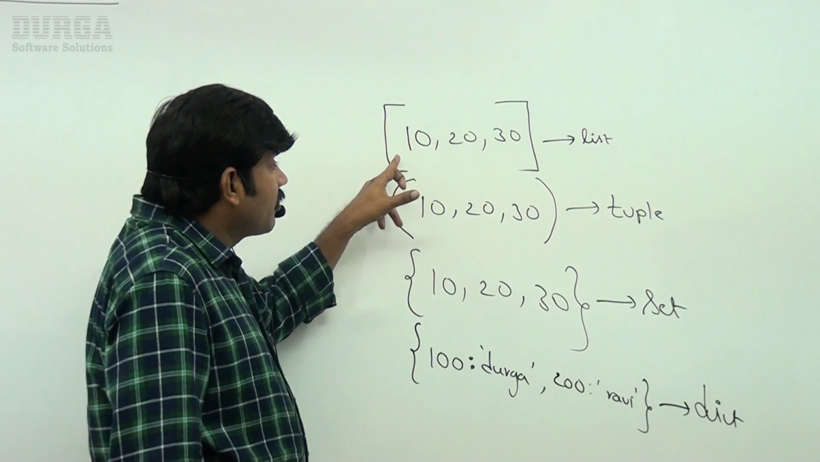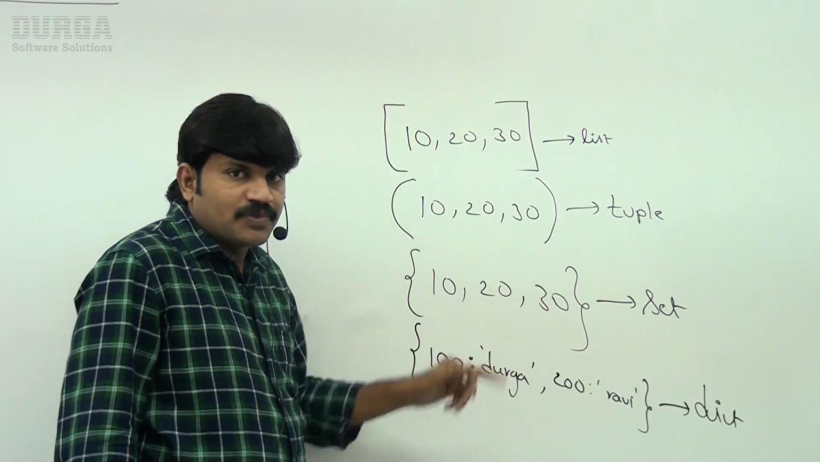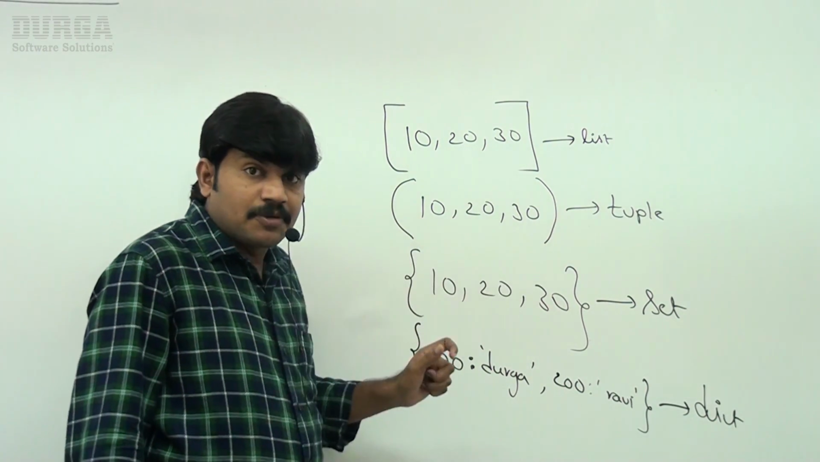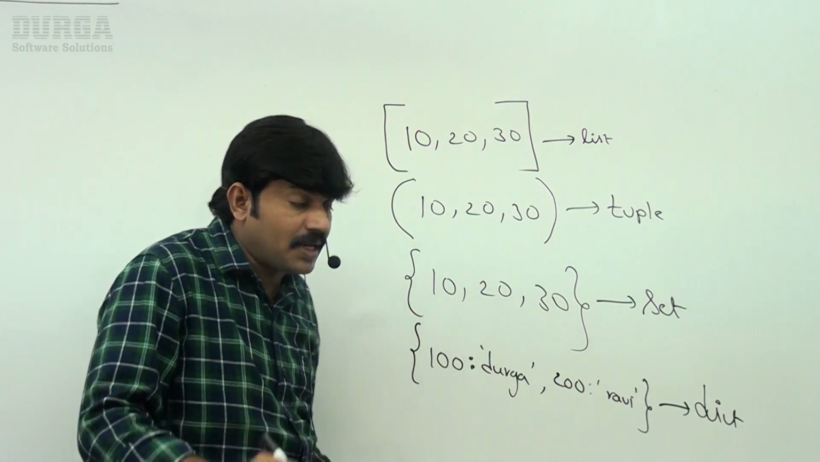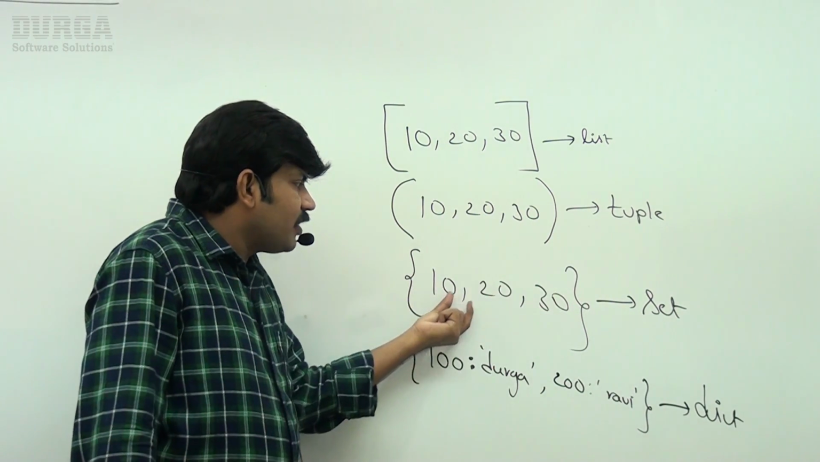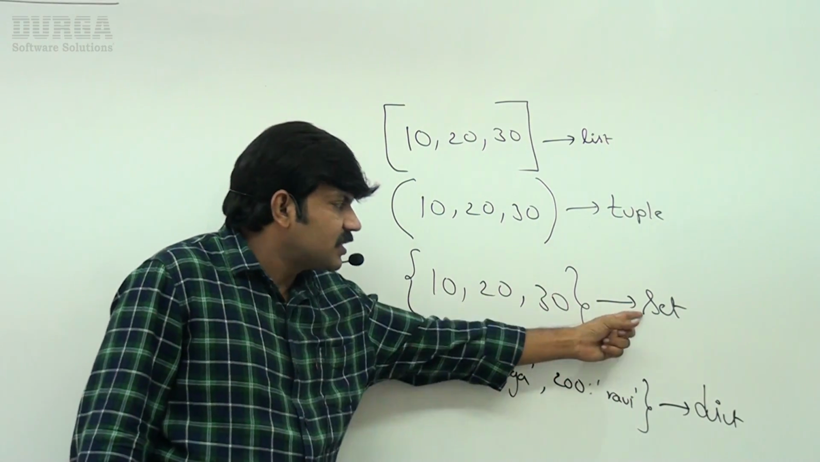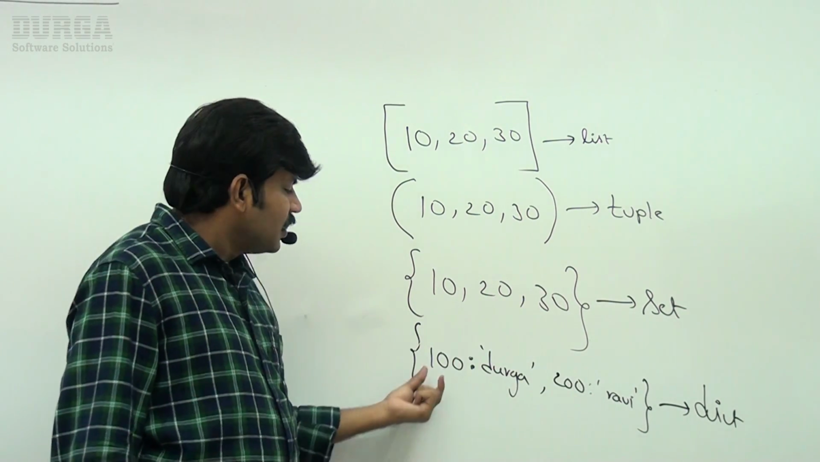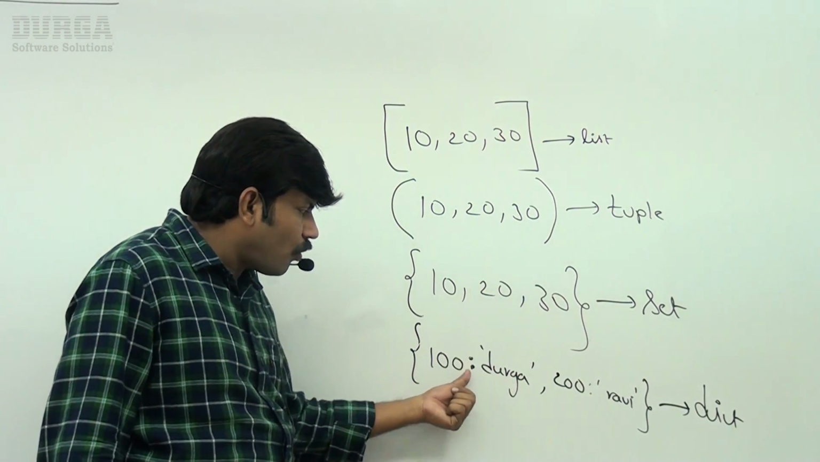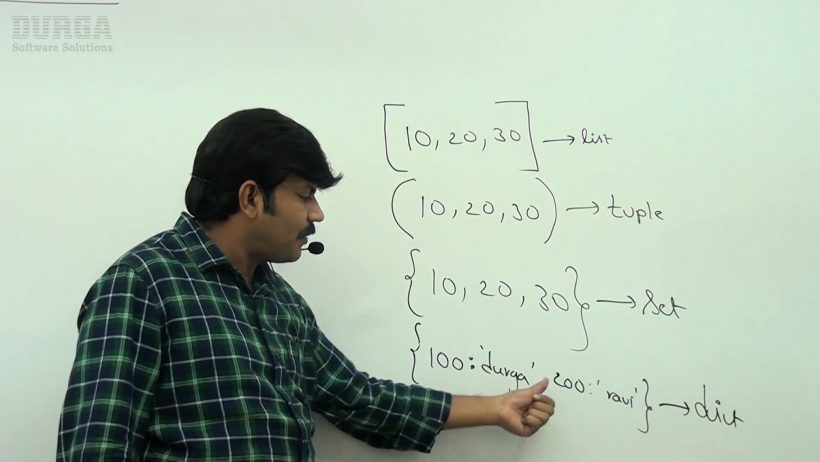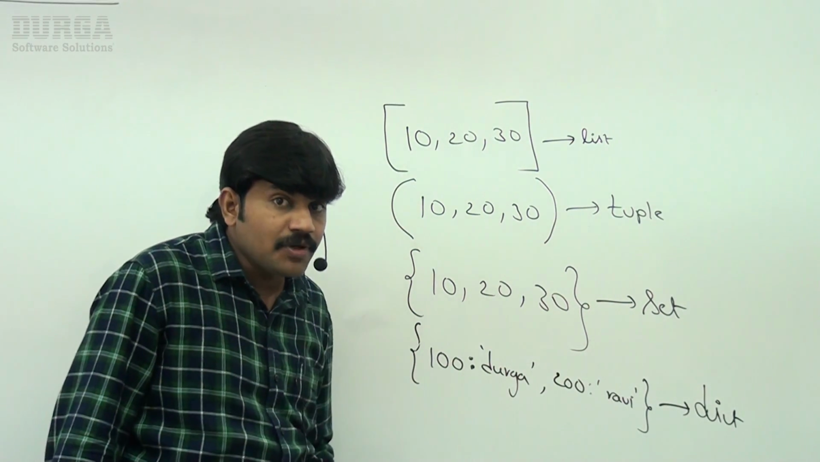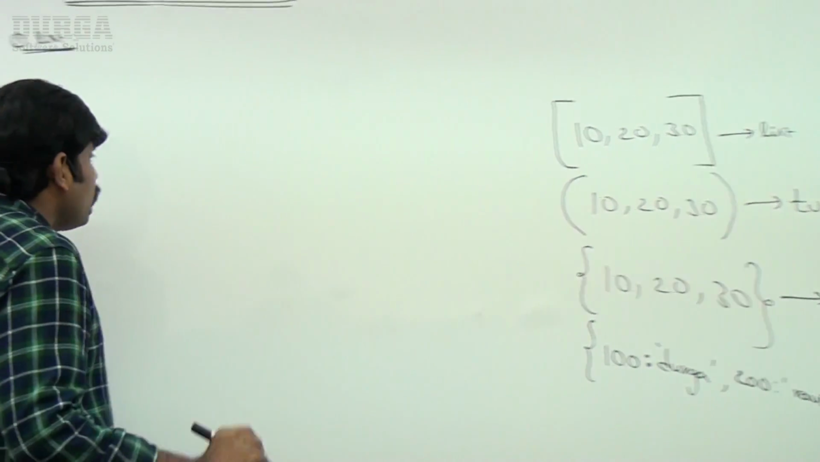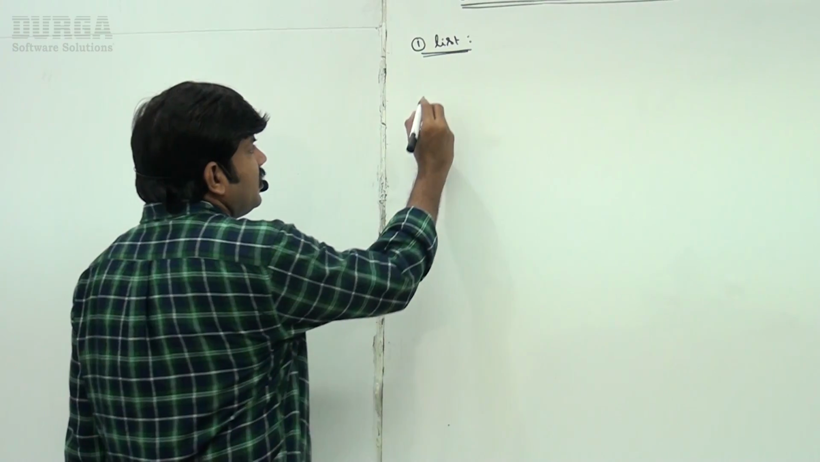Square bracket representation, sir. What is this concept? List concept. Next, parenthesis concept. What is this one? Tuple concept, right? Curly braces, first value, comma, second value, comma, third value: set concept, right? Again curly braces, key value, colon, key value, comma, key value. Then we require to go for the dict concept.